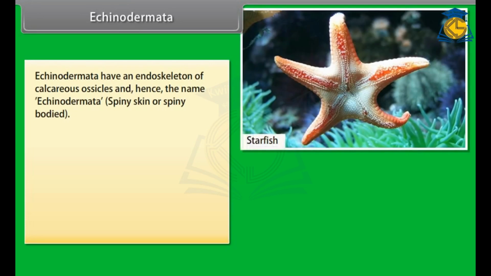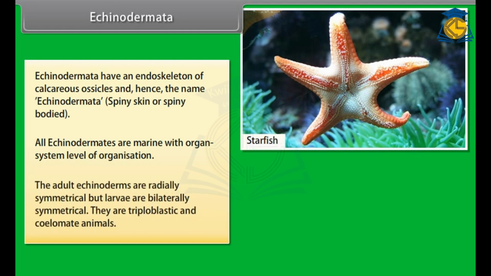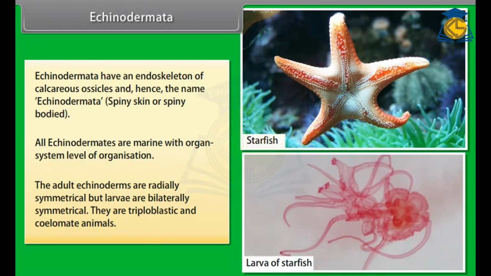Echinodermata. Echinodermata have an endoskeleton of calcareous ossicles and hence the name Echinodermata, which means spiny skin or spiny-bodied. All echinoderms are marine with organ system level of organization. The adult echinoderms are radially symmetrical, but larvae are bilaterally symmetrical. They are triploblastic and coelomate animals.